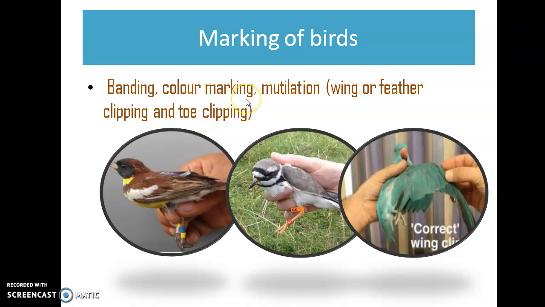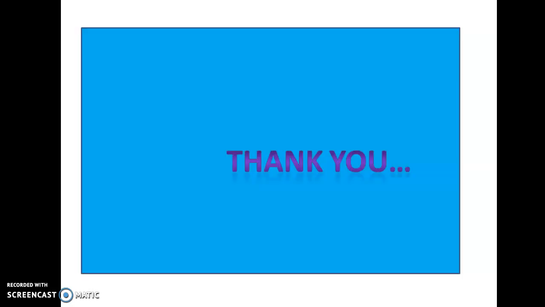Okay. Then color marking is nothing but adding some color, or painting colors on the skin or the feathers of the birds. And then mutilation involves wing or feather clipping and toe clipping. Here either the toe or the wing is clipped. So these are the three important methods generally employed for marking birds. And thank you.